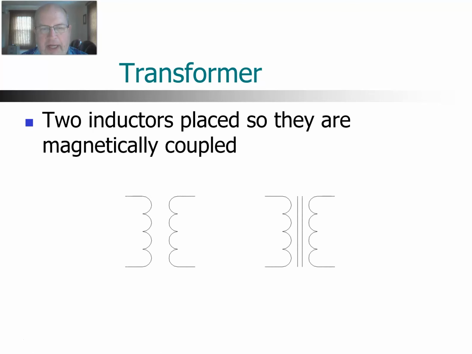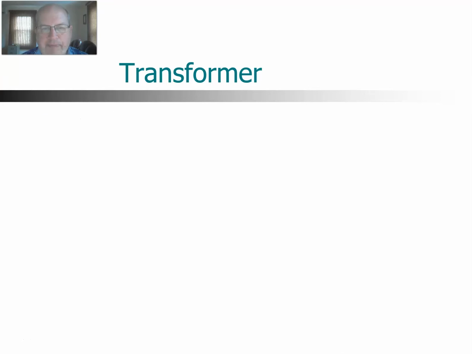We have symbols that look like this, and you can see the first inductor is physically placed next to another inductor, and sometimes they are wound around an iron core to better facilitate that coupling of the magnetic fields. So the first part of the transformer, the first inductor, creates the magnetic field, and the second one is inside that magnetic field, and that magnetic field is changing, so we actually induce a voltage in the second coil.